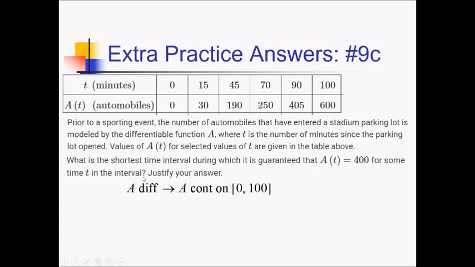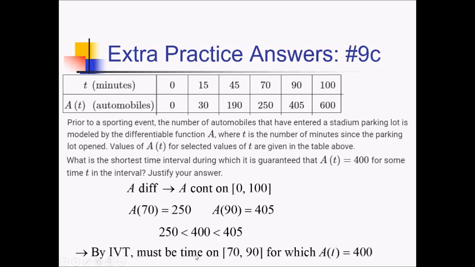So let's take A of 70, which is 250. There we go. That's 250. We also know that A of 90 is 405. And since 400 is between 250 and 405, the intermediate value theorem guarantees there is some time on the interval from 70 to 90 for which A of t equals 400.